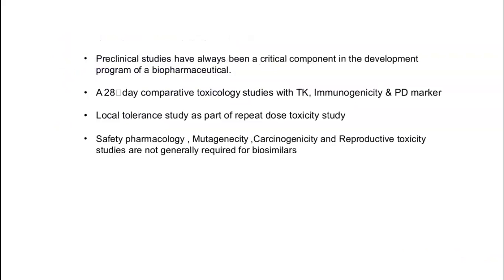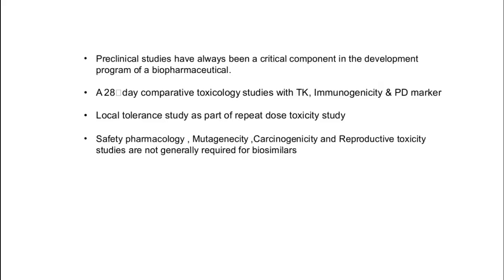Yeah. In toxicology, the preclinical studies have always been a critical component in the development program of biopharmaceuticals. So this is mandatory. I think, Dr. Siva, in the last webinar, there were extensive toxicology models and different kinds of studies. But all the studies may not be required for the development of biosimilars. A simple study, a 28-day comparative repeated dose toxicity study, involves TK, immunogenicity, and PD markers.